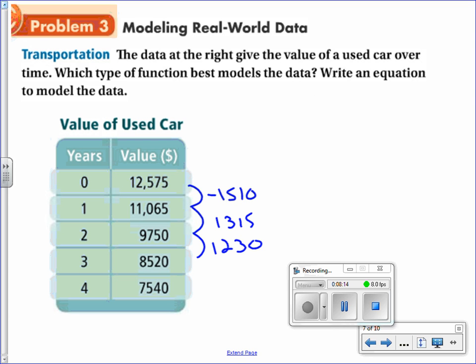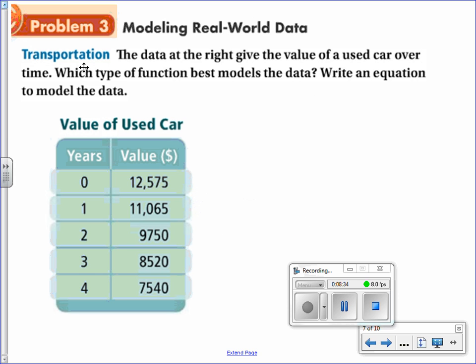Now this isn't working out, so it's definitely not linear. Let's check our second differences. Here you have to subtract 195, and then you have to subtract 85. Well, that's not working either, so it's not quadratic. So it's probably exponential, but we have to double check to make sure.